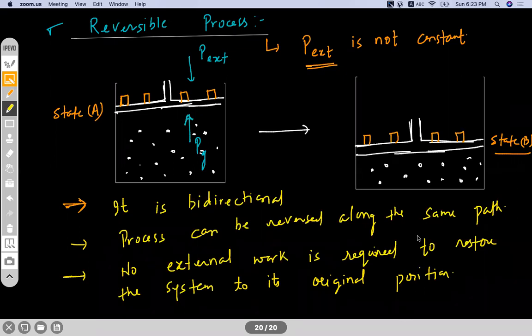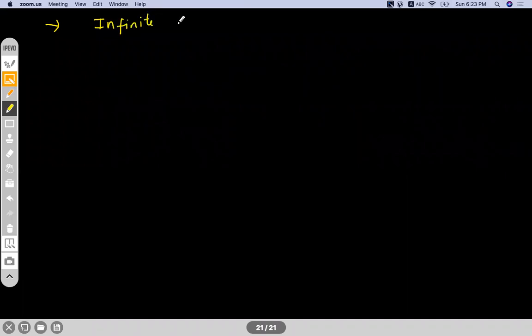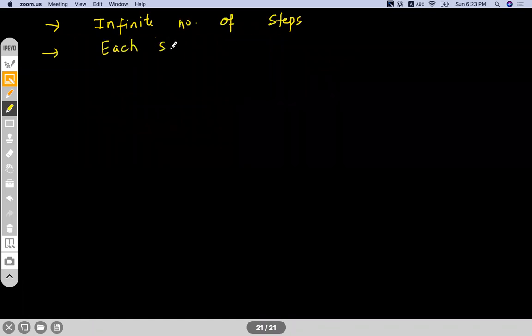Third property, write down. There are an infinite number of steps and each step is in equilibrium. Number of steps. Each step is in equilibrium.